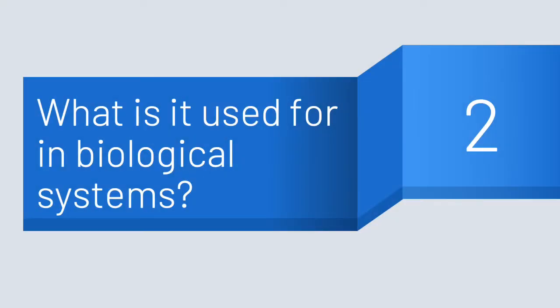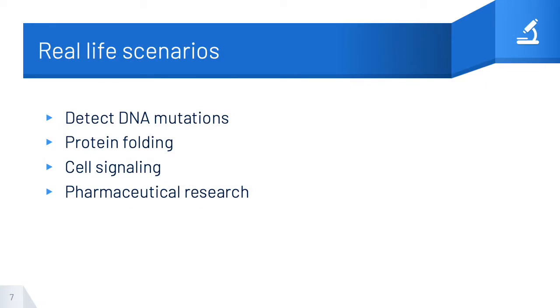Next, we will talk about what FRET can be used for in biological systems. FRET can be used in a variety of ways. It can be used to detect mutations within DNA by using oligonucleotide FRET probes that are specifically designed to detect mutations within the DNA. It can also be used to detect how proteins are folded because since FRET is able to measure the interaction between proteins, it can subsequently give researchers more information about how those proteins are organized.